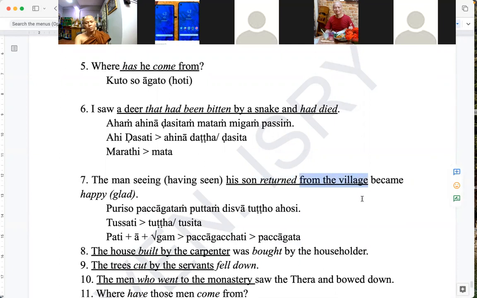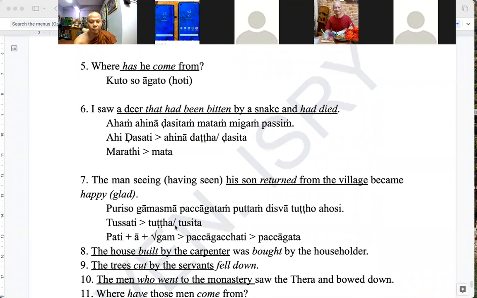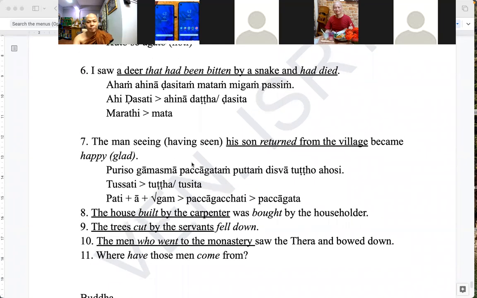And also that Bijagadan return from. So from village. From village means Gama. So from the ablative case, Gama Sama. So that from village is also related to the return. So return is Bijagada. So before the Bijagada, we should put that word. So Gama Sama. So Buddhiso Gama Sama Bijagadan. So now, Buddhiso Gama Sama Bijagadan Bodhan Desawa Doto Ahosi. Okay, we finished number 7.